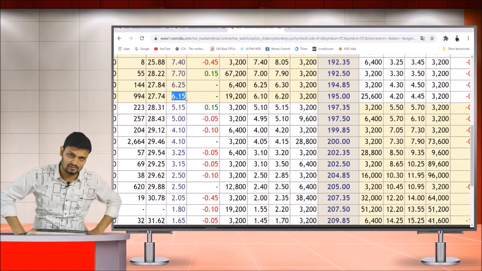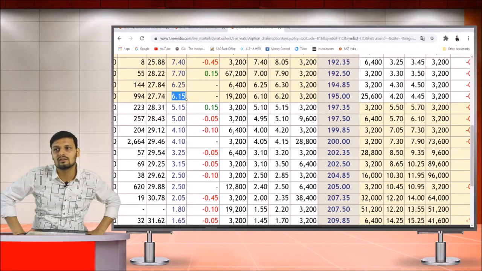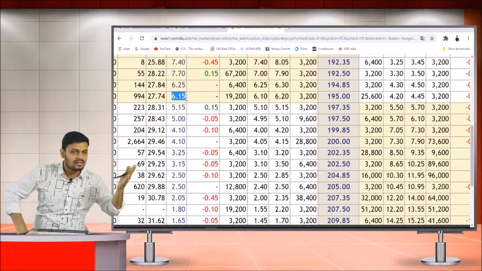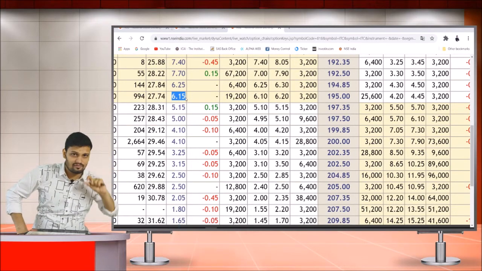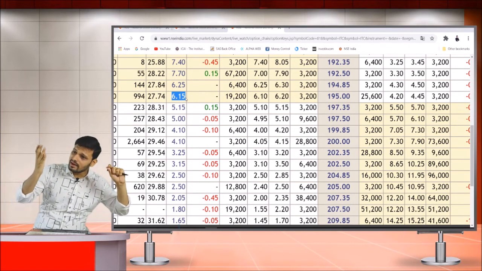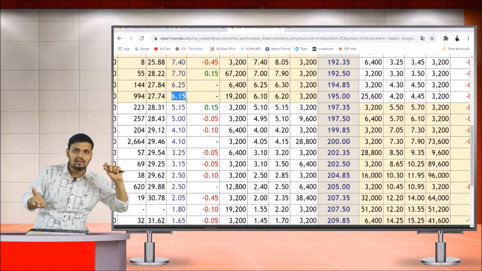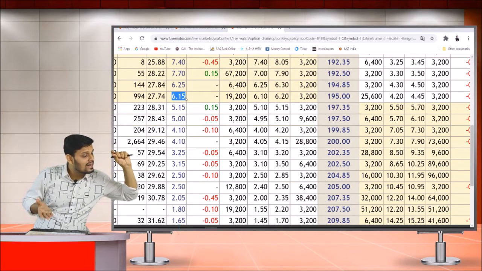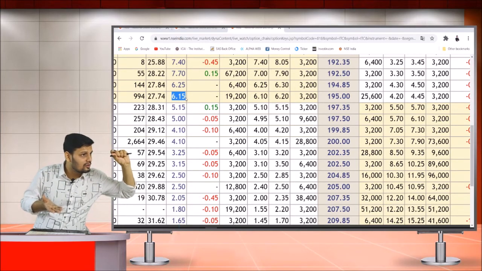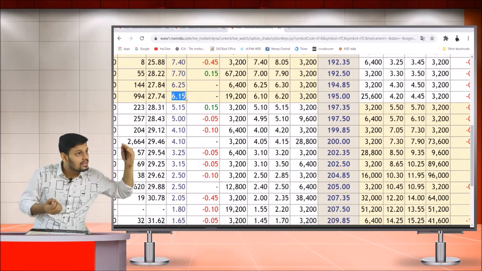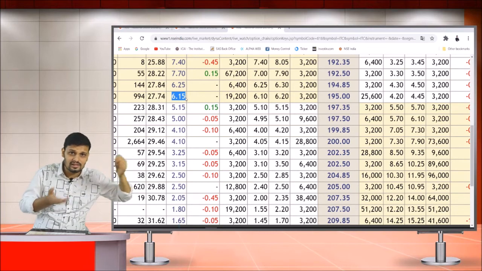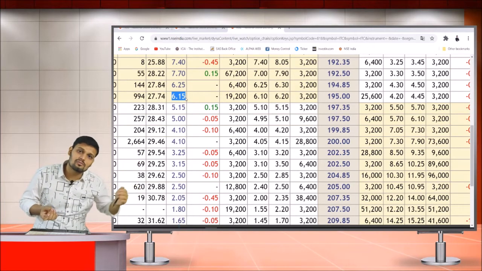Sir, why will the premium decrease? Think now from the buyer of call option. The buyer paid 6 rupees premium to buy at 195, when the market price was 196. Now the market price itself is 190. Why will someone be willing to buy at 195 strike price? So the demand will come down. When the demand comes down, or when this difference increases, the premium automatically comes down.